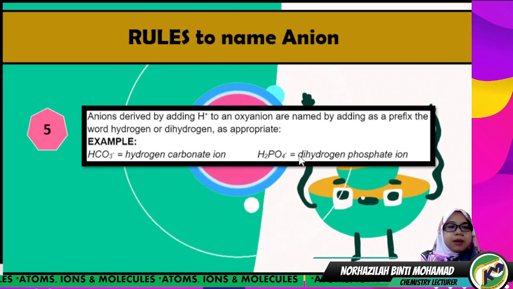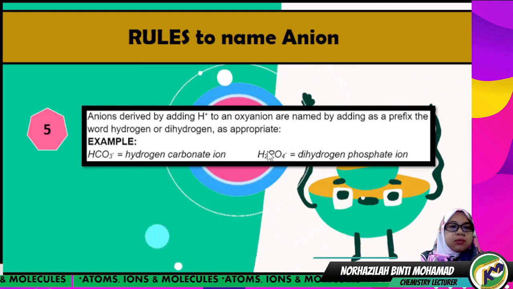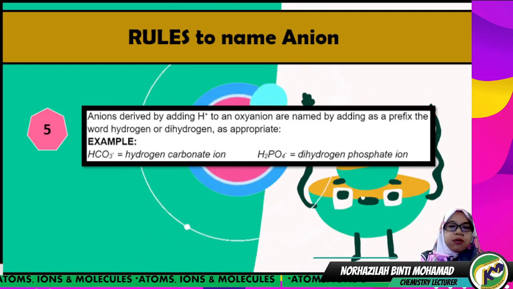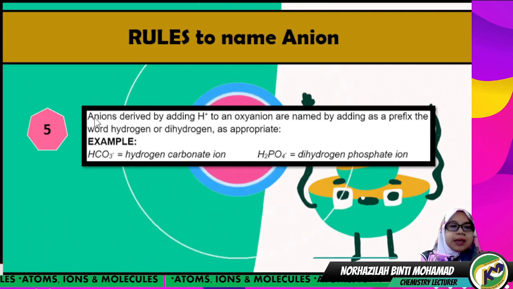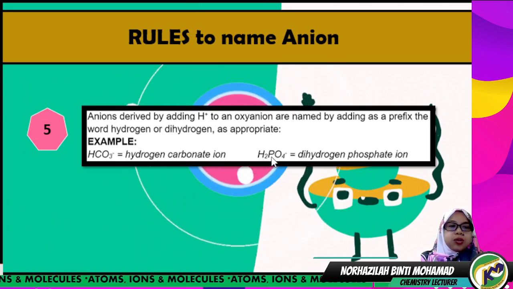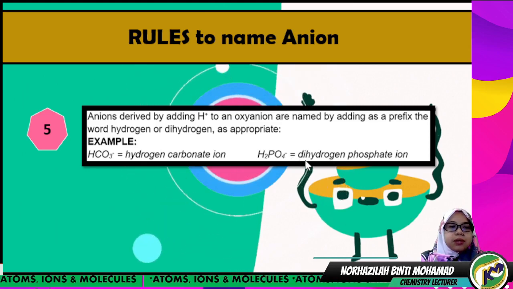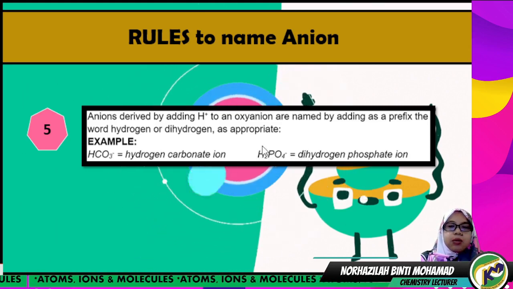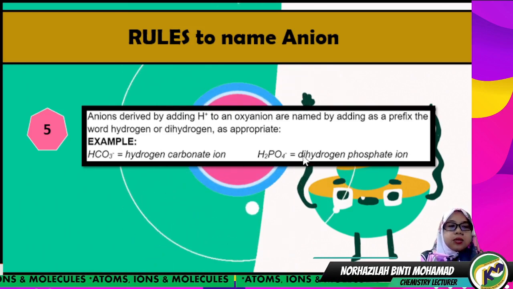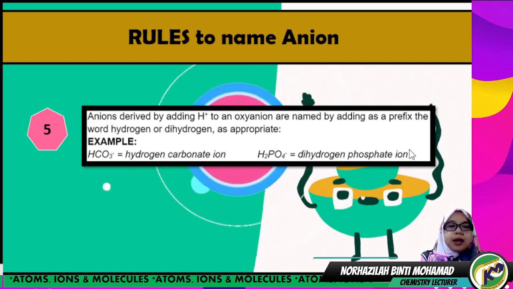Okay, how about this one? We have H2PO4 minus. This one comes from the oxyanion PO4 3 minus. It has added 2 hydrogen ions, so it becomes H2PO4 minus. So the name will be dihydrogen. Why di? Because we are adding 2 hydrogen, and 2 means di. So dihydrogen, then phosphate, then ion.